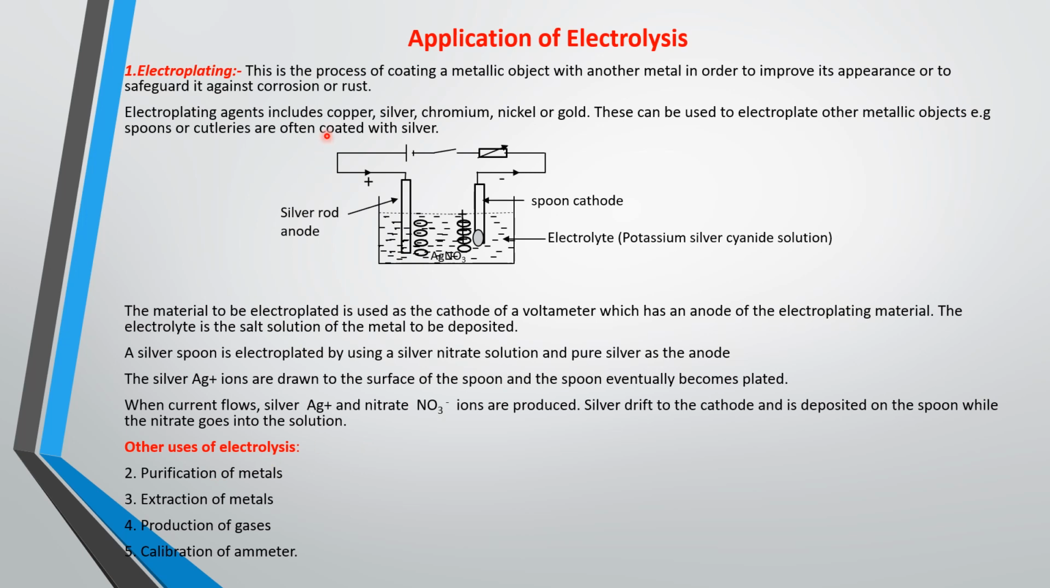Other uses of electrolysis: one is for purification of metals, like this electroplating that we just mentioned. It is used for extraction of metals. It is used for production of gases, and it is also used for calibration of ammeters. These are other uses of electrolysis, but typically in your examination, the number one is electroplating of metals. So those are the applications of electrolysis.